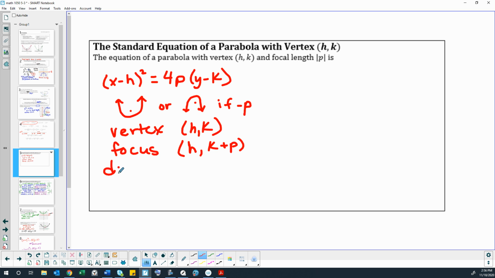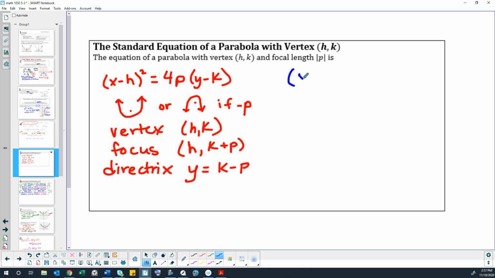And then of course your directrix would be at y equals the opposite of that. So whatever k is, and then minus p, so it's the opposite direction. So if p was already negative, that would be adding that to k, and it would be up here. Does that seem more simple, or is that just more complicated?